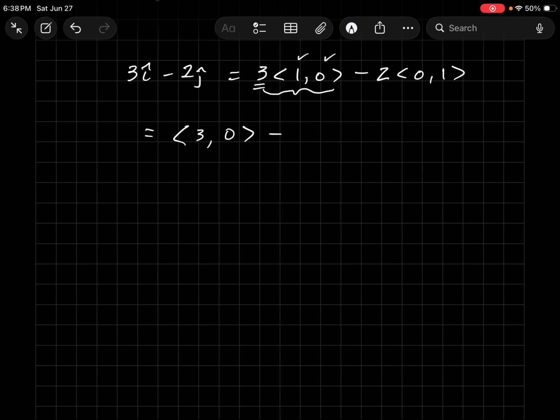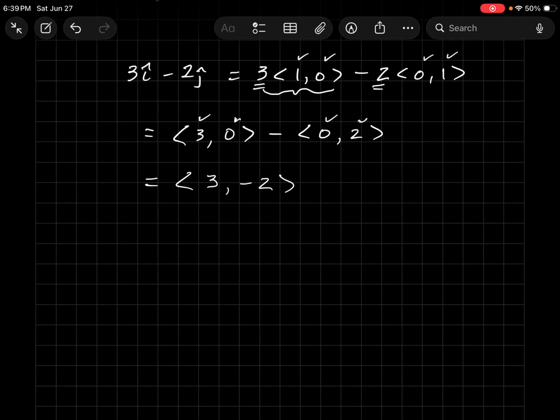And then minus, now I'm going to multiply the 2 times each of these components. So minus 2 times 0, which is 0, comma 2 times 1. Now, how do I add, or in this case subtract vectors? Well, you might have guessed already. We just add or subtract the like components, in this case the x's, together. So I have 3 minus 0, which is 3, comma, and then now I add the y's. 0 minus 2 gives me negative 2.